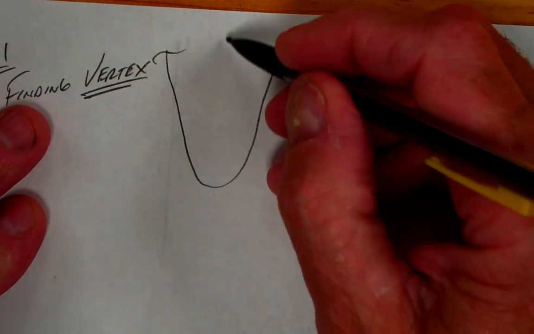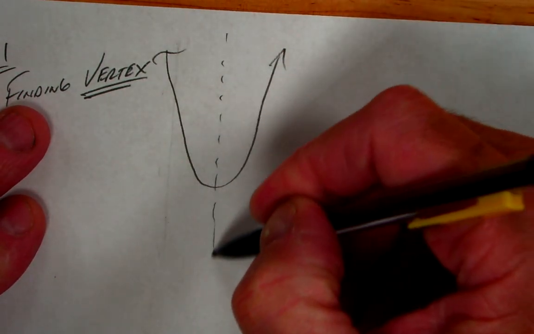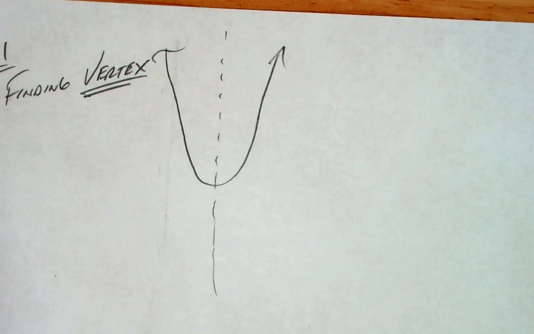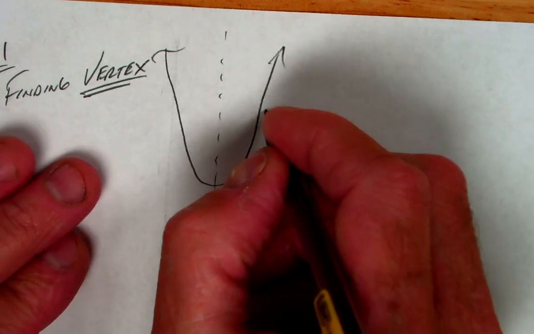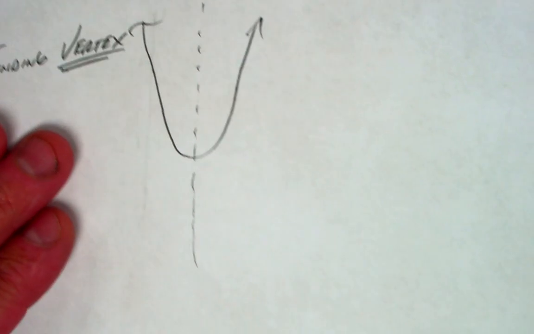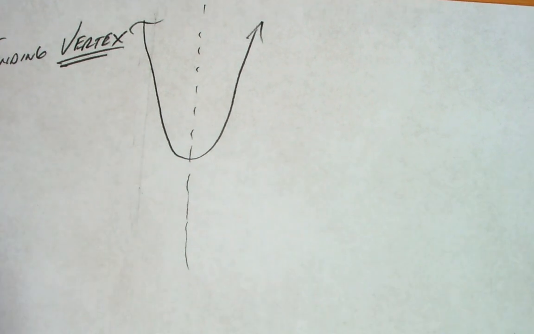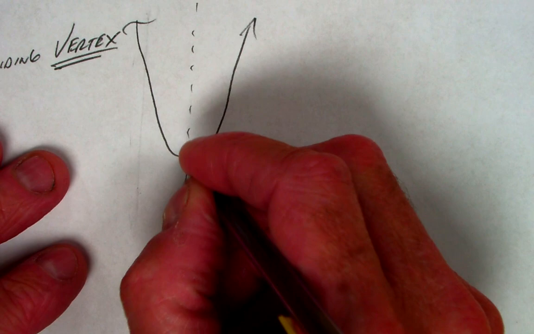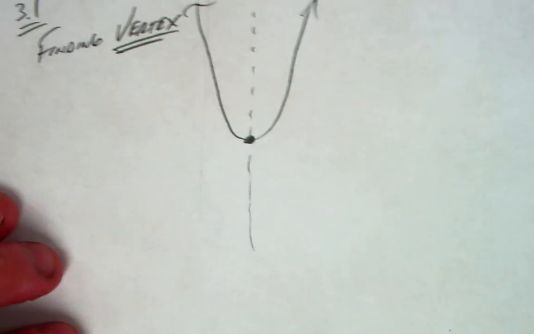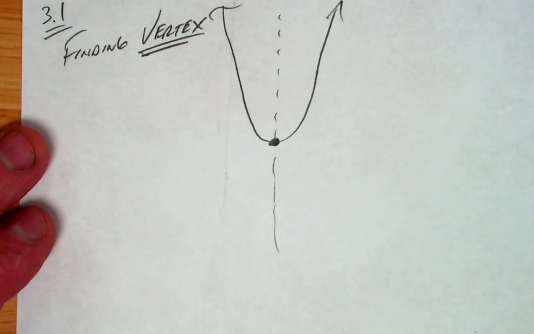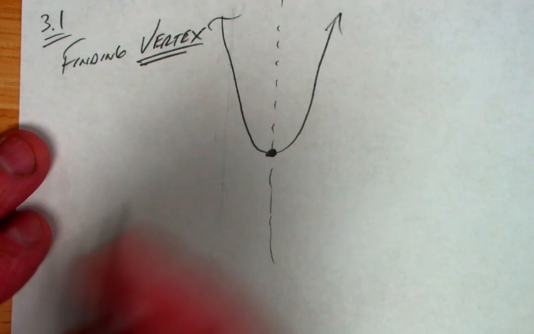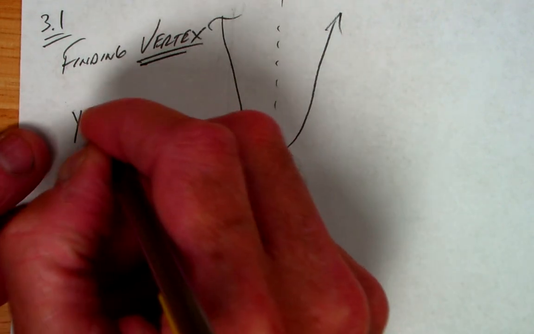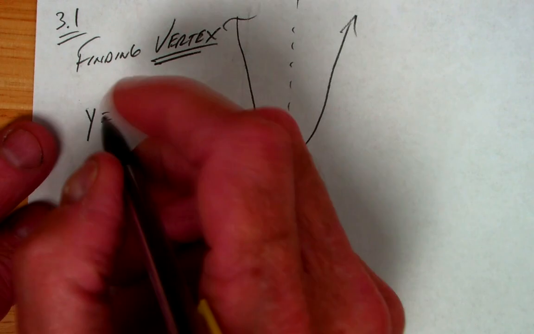This dotted line that goes through the middle, what do we call that? Axis of symmetry. Okay? This axis of symmetry is the most important part. We will find that first, and then we will find out the height of that vertex. Okay? So what we're going to do is look back at what you've done before.